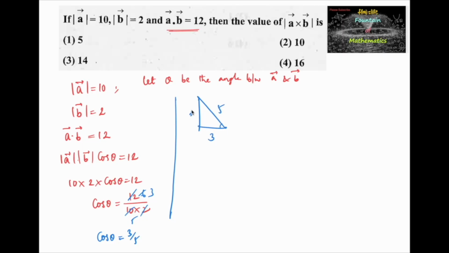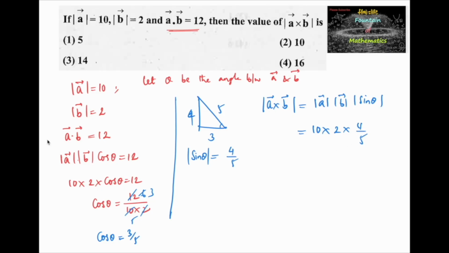When cos theta is equal to 3 by 5, adjacent by hypotenuse, so opposite will be 4. So mod sin theta we can take as 4 by 5. Now let us consider mod of A cross B, which is equal to mod A into mod B into mod of sine of the angle theta. So mod A value is 10 and mod B is 2 and mod of sine theta is 4 by 5. So here we can say 4, 5 2 times, 4 2s are 8, 8 2s are 16. So mod of A cross B is equal to 16, which is our option 4.